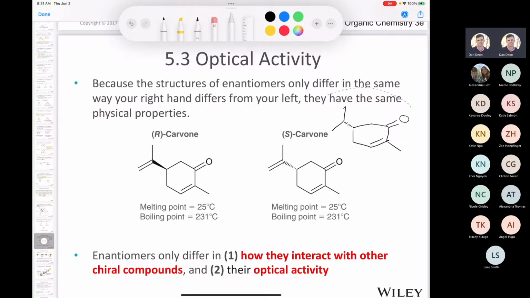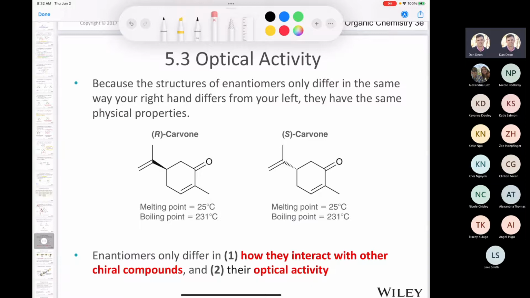Let's imagine if you were to run an infrared spectrum on both of these compounds. What would you see? You would see the carbonyl stretch. You would see the sp2 hybridized carbon-hydrogen bonds here. Okay, could you distinguish between them using IR? The answer is no. Could you distinguish between them using mass spec? No, they're going to have the same mass spec because it's the same connectivity. They're going to fragment in the exact same way.